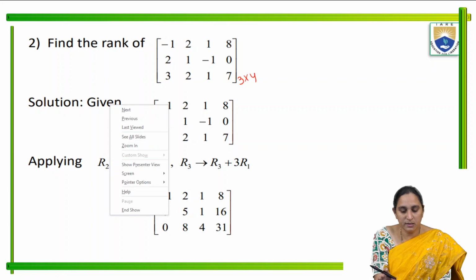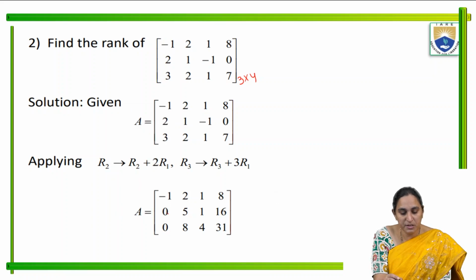And next similarly, here 1 plus 2 into 2, 4, that means 5. Next, minus 1 plus 2, that is 1. And next here 0 plus 16, that is 16. With respect to R1, the R2 row has completely changed.